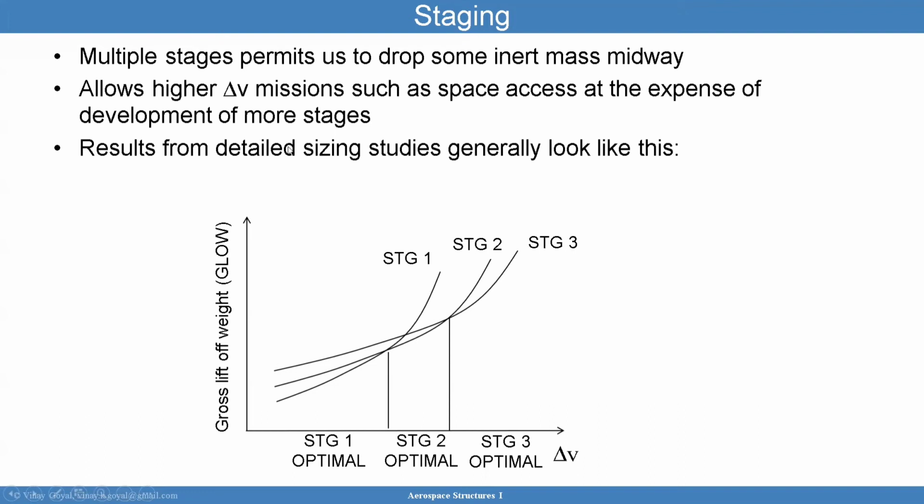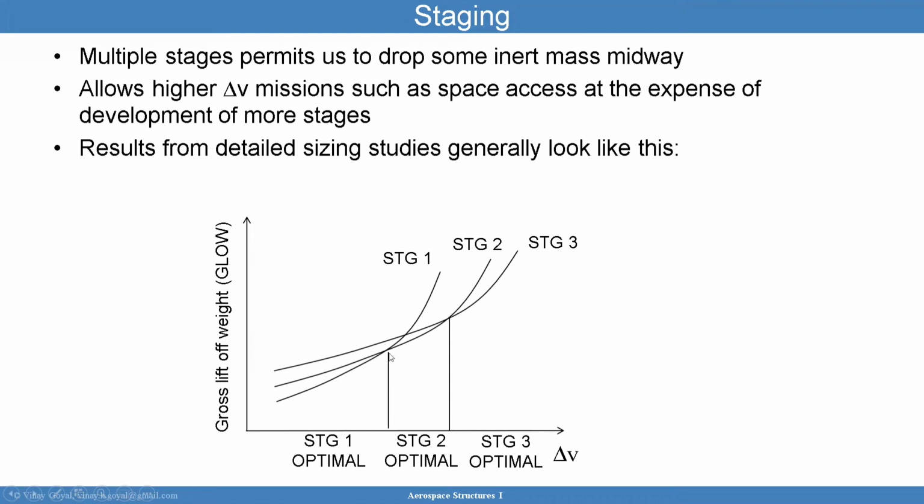Detailed sizing studies generally look like this. On the y-axis, you have the gross liftoff weight below. On the x-axis, we have the delta V. If I have a stage one, what I want to do is plot these things together. So stage one is this one, stage three is this one, stage two is this one.